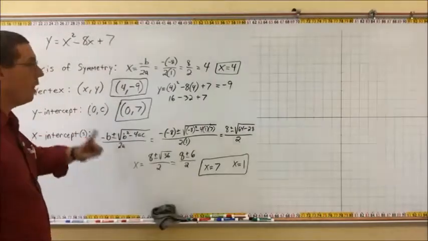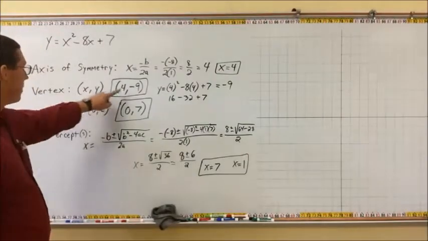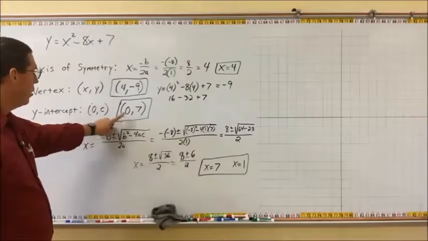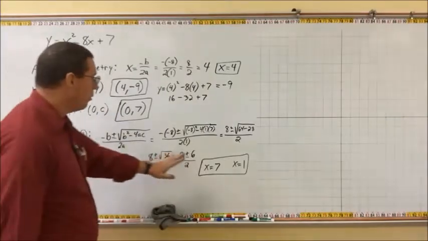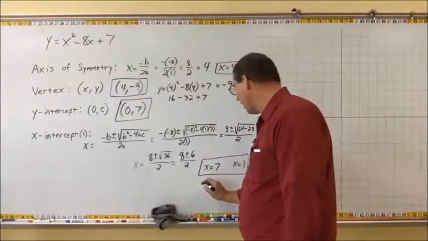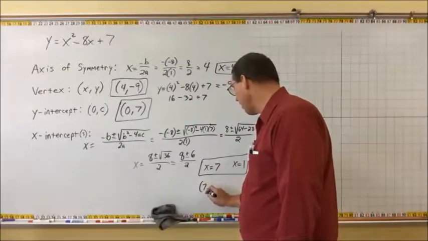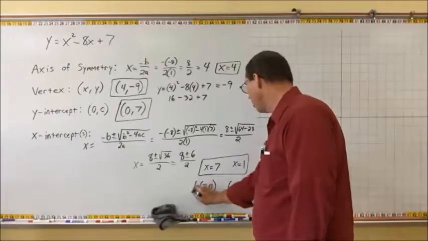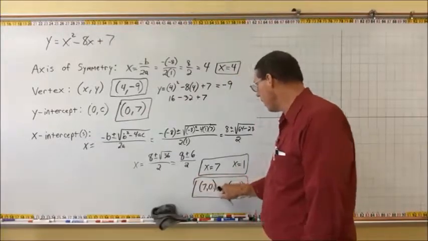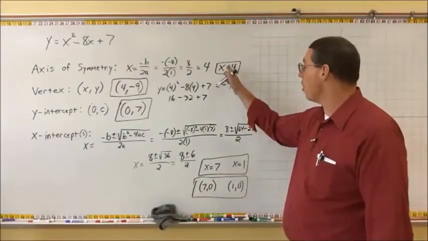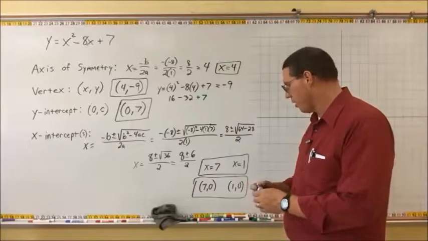Here's what you're going to do. You are going to plot the vertex. You're going to plot the y-intercept. You're going to plot both of the x-intercepts, even though the x is 7, the actual point, the intercept, is actually 7, 0, and this one is 1, 0. So you are going to plot the x-intercepts. So that's 4 points to plot. And we're going to go ahead and draw in the axis of symmetry.